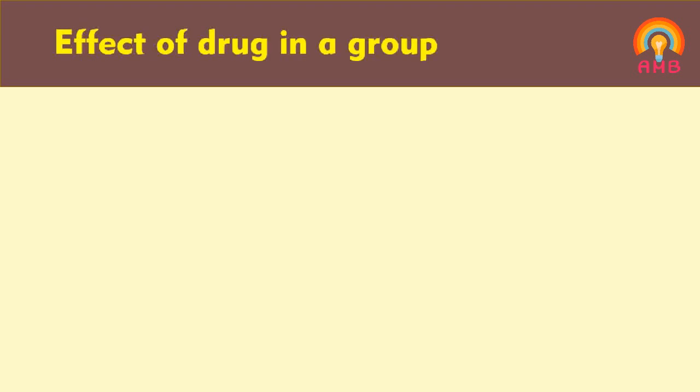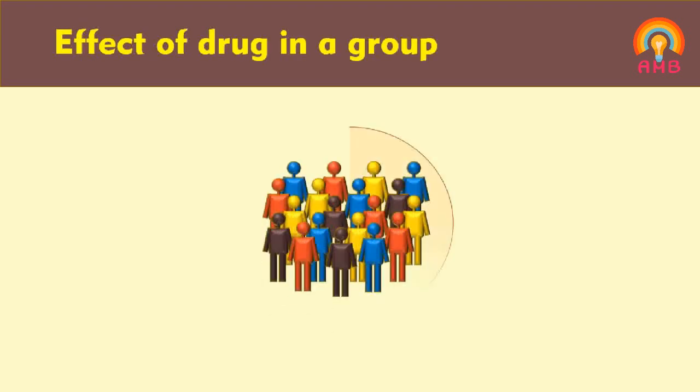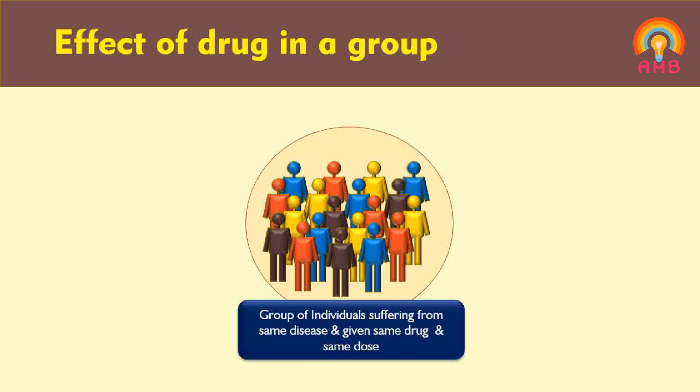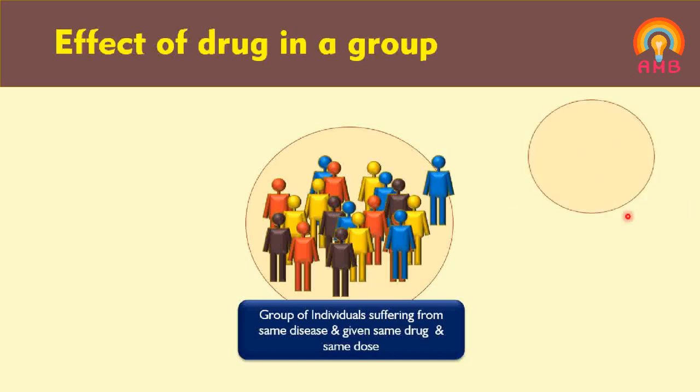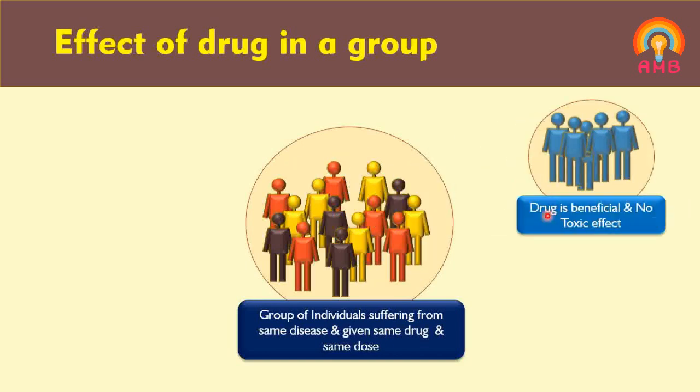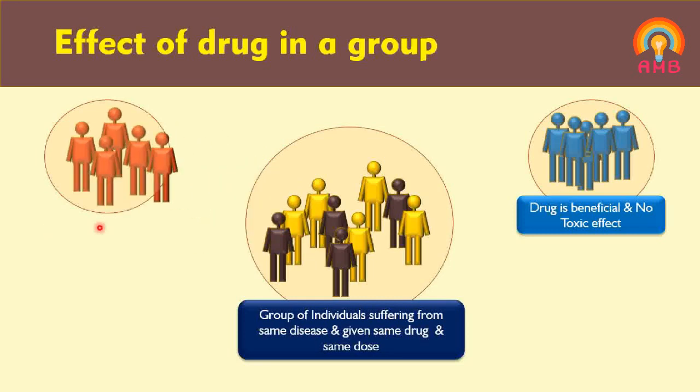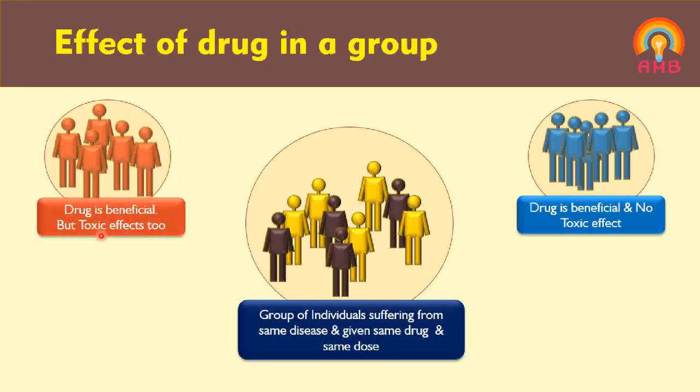If we take a group of people having the same disease and they are given the same drug at the same dose, then we will find that out of this group, in some people the drug is beneficial and no toxic effect is seen. In some people the drug is found beneficial, but along with the beneficial effect, toxic effects are also seen in these people.